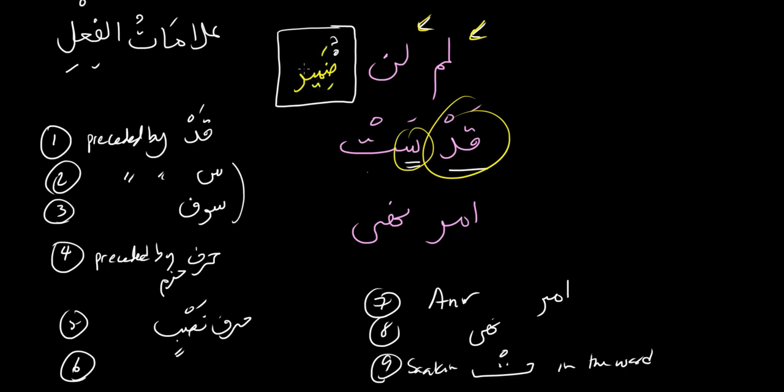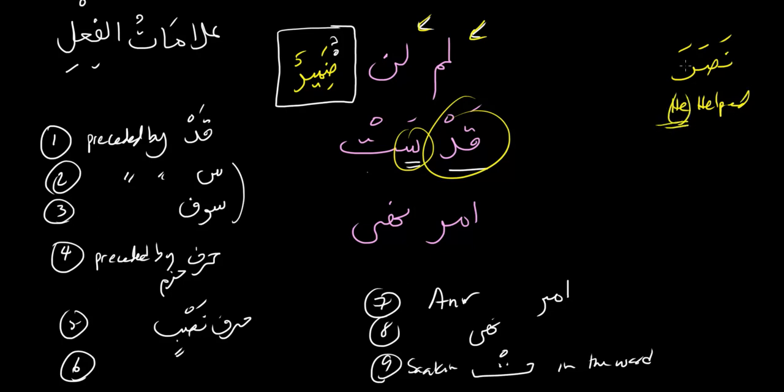It has a hidden damir. This is kind of silly to me to remember this. It has a hidden damir. For example, nasara. Nasara. The word means he helped. The hidden damir is he.